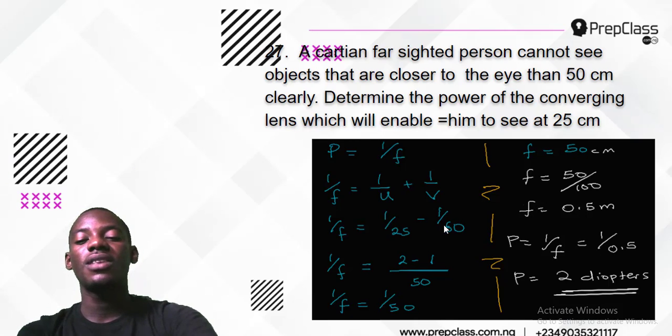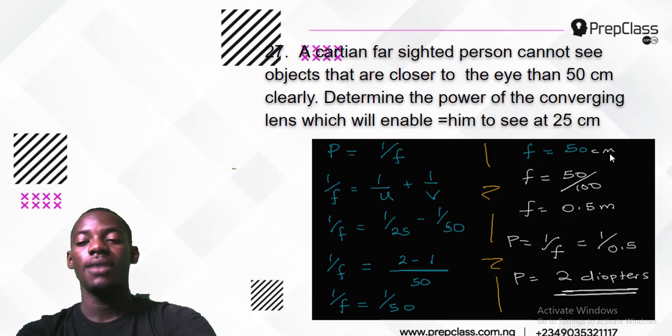So I have 1 over 50, and that's what I have here. Then the LCM is 50. Then 25 in 50 is 2, 2 times 1 is 2. Minus 50 in 50 is 1, 1 times 1 is 1. 2 minus 1 is 1 over 50, and that means that my 1 cancels 1, my focal length is 50 centimeter.